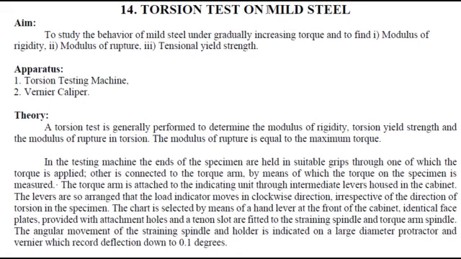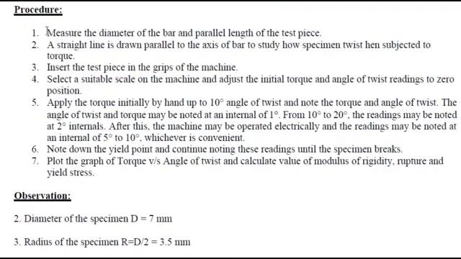Once again, the material taken is mild steel. This test is conducted in a torsion testing machine. We will find the modulus of rigidity, as we found the modulus of elasticity in tensile testing. Then we will find the modulus of rupture, meaning failure, that is breakage. And as we found tensile yield strength in tensile testing, in torsional testing we will find torsional yield strength.